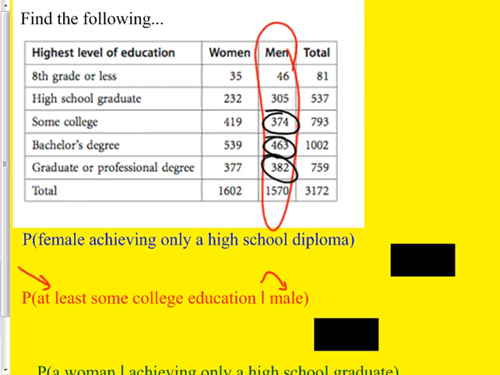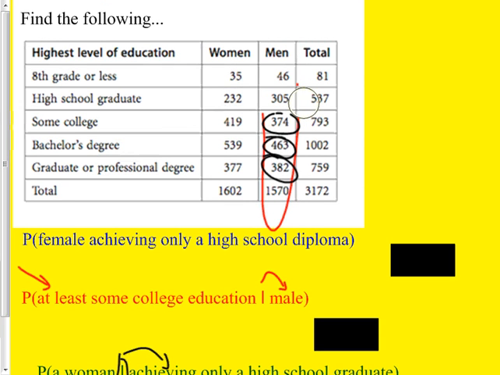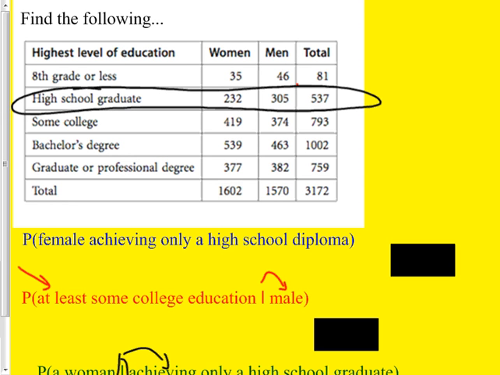All right. And this one, last one, probability of a woman given we only pick from those achieving only a high school graduate, meaning only high school graduates. That's only this column. You get how it said only that? That's why you can only pick from those numbers. Now, what is it? The probability of a woman. So what I want, since I can only choose from those three numbers, is the women's number out of that. So 232 out of 537. Raise your hand if that made sense to you. Okay, good. Moving on.